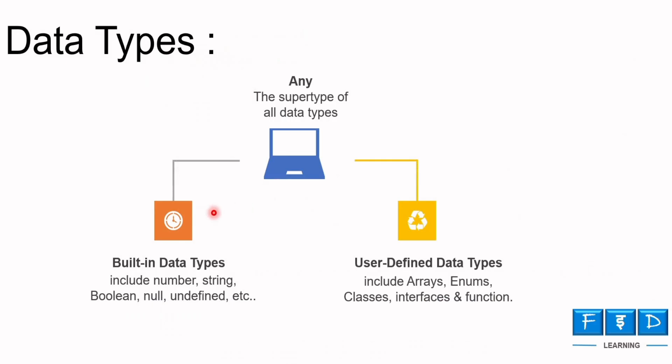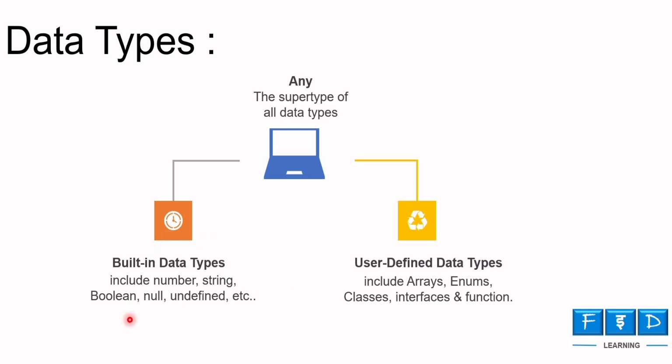I'll open the PPT again. And here you can see built-in data types and user-defined data types come under the any data type, because the any data type is a super type of all data types. So now, what are built-in data types? Built-in data types are also called primary or primitive data types. Built-in data types are those data types that can be directly used by the programmer to declare and store different variables in a program. And built-in data types include number, string, boolean, null, undefined, etc.